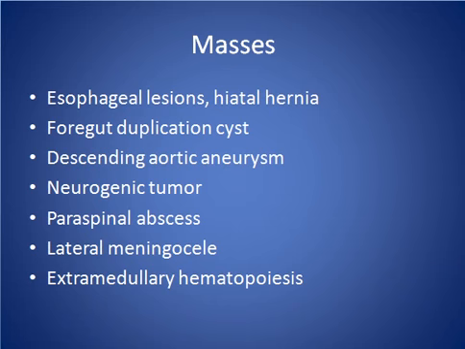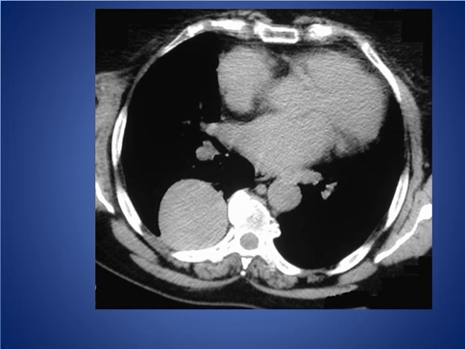What are the masses in the posterior mediastinum? The most common mass in the posterior mediastinum is neurogenic tumor, then duplication cyst, descending aneurysm, esophageal lesions, paraspinal abscess, lateral meningocele, and extramedullary hematopoiesis. Here we will see some examples of the posterior mediastinal masses.